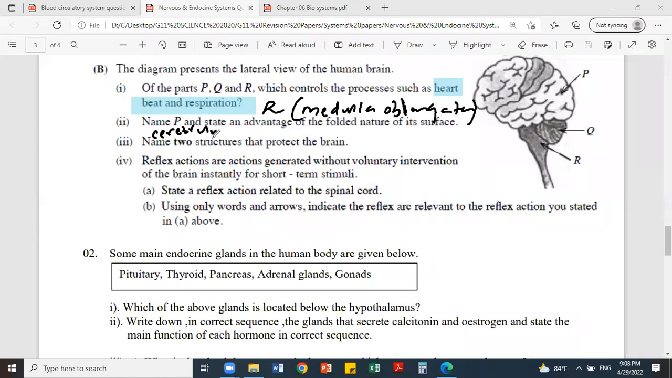Cerebrum. And they are asking what is the advantage of the folded nature of the surface of this part? P equals cerebrum. Now the question, there's one more part: the advantage of the folded nature. What is the function of the folded nature? Any volunteers?